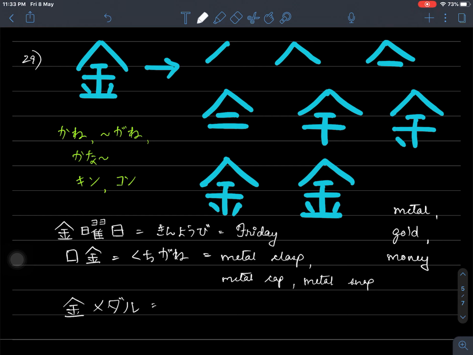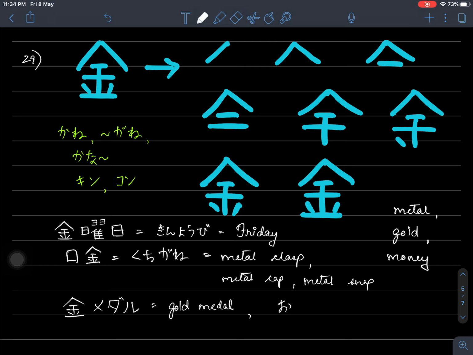This, of course, the second part that is written in katakana is to be read as medaru. For those of you who have been putting in your katakana practice, medaru is of course medal, and because we are talking about gold here, so this of course means gold medal. Pretty obvious, not too difficult.